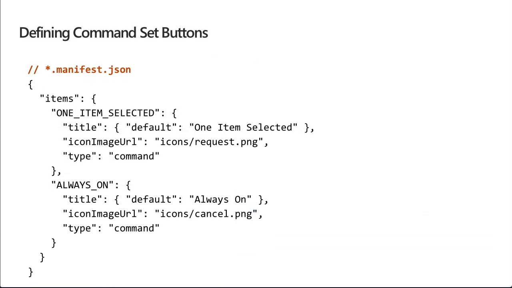So how do you do this? Well, the first thing you're going to have to do is go into the manifest of your component, and you're going to have to define the buttons inside of a new items object. So here I've got 2 buttons defined. I've got one item selected and always on.